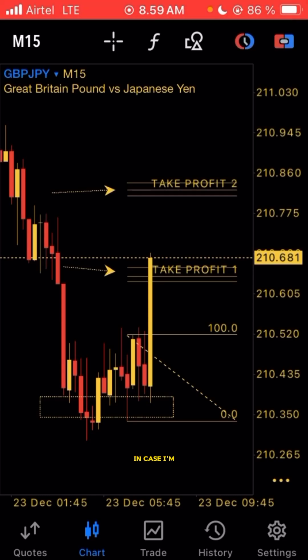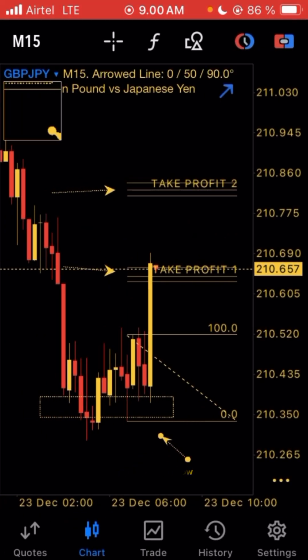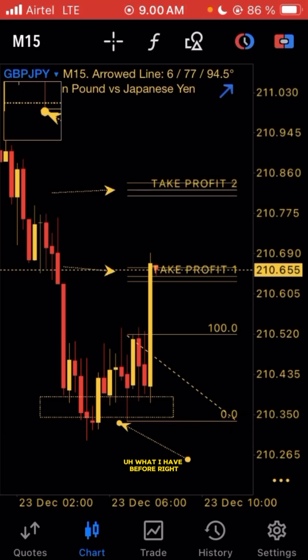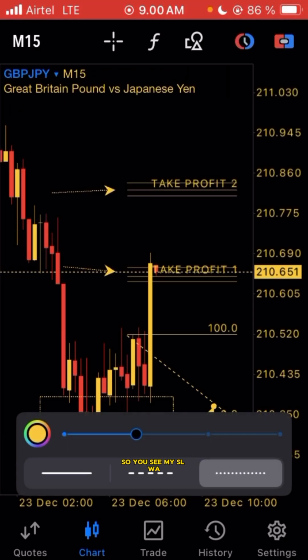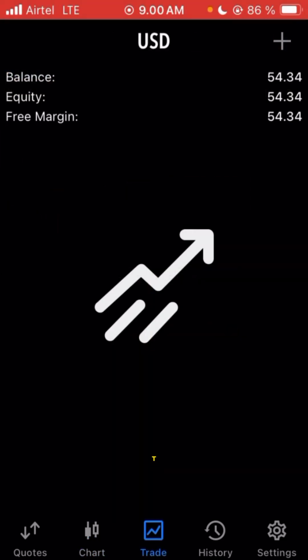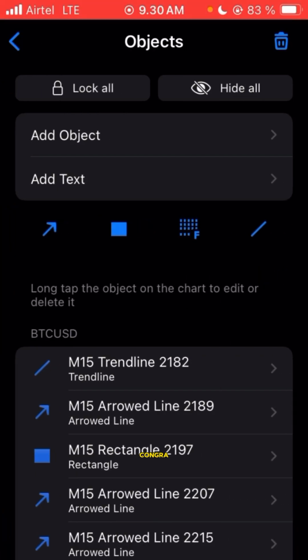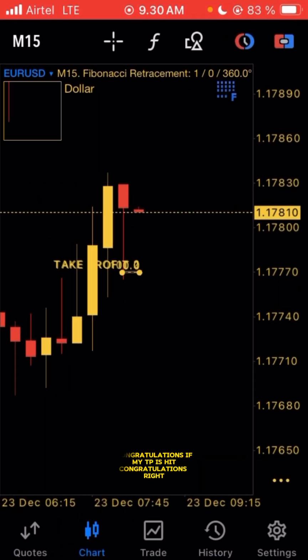In case I'm trying to take more better setups, it will give me better results compared to what I had before, right? So you see, my SL was not hit, right? Everything is just balanced, everything is there. That's why I left my Fibonacci there, right? Because my Fibonacci would just stay there wherever it is. If my SL is hit, congratulations. If my TP is hit, congratulations, right?